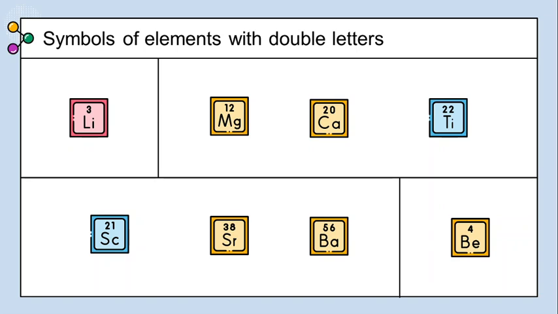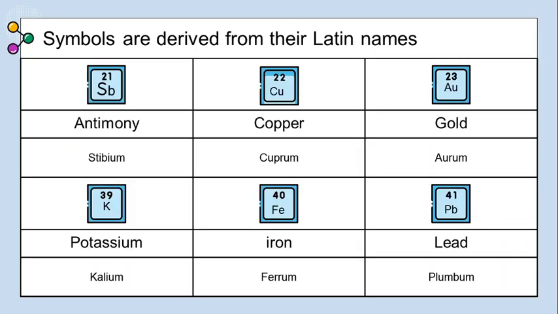So lithium is Li. This Li is taken from the spelling of the name lithium. The letters are taken from the word lithium. But some other letters are taken from the Latin names. Let us see about them also. So symbols are derived from their Latin names.